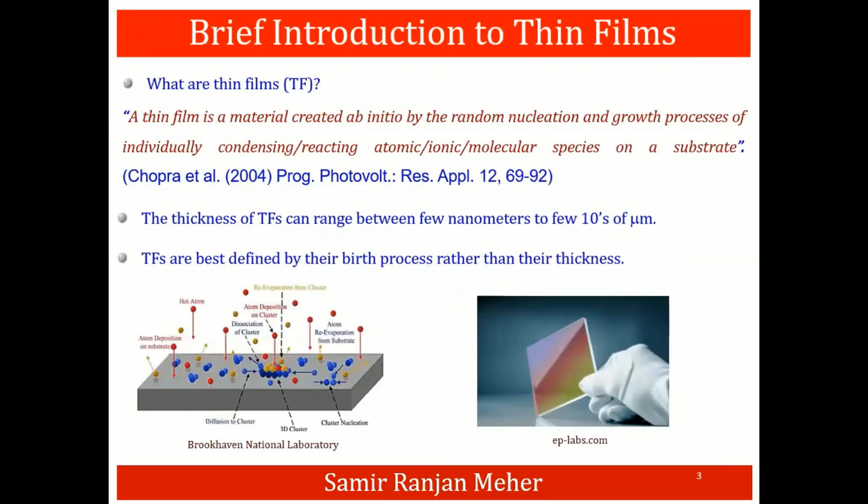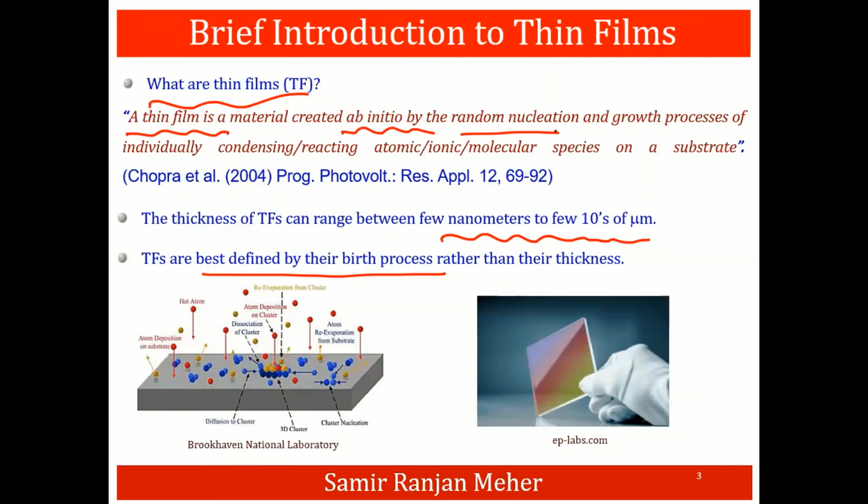So the very basic definition of thin films lies in its birth process. It has little to do with the thickness of the thin films. The thickness of films can range between a few nanometers and go up to a few tens of micrometers. But the definition of thin films, or the exotic properties exhibited by the thin film, is because it has been grown ab initio by the random nucleation and growth processes that the individually condensing or reacting atomic species go through on a substrate.